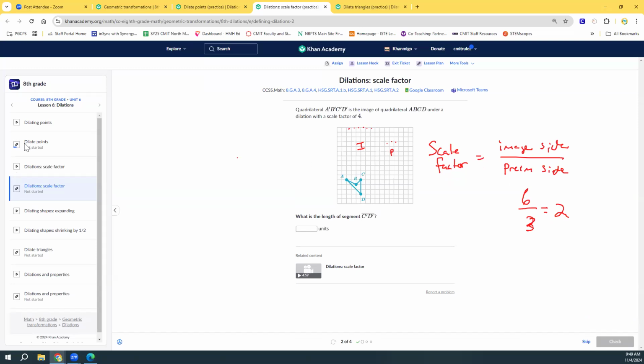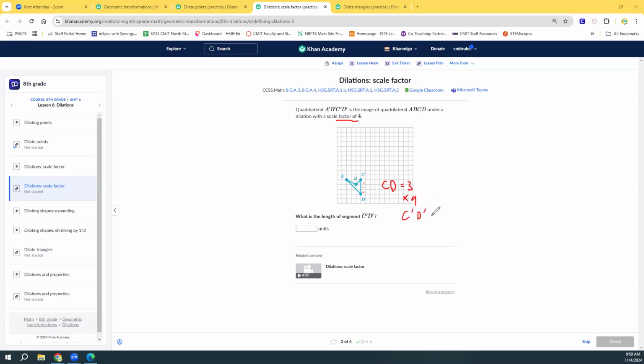Now this one, I don't even see my second triangle, but it says, what is the length of C prime D prime? Well, what is the length of CD? Here's CD right here, and it's 1, 2, 3. So CD is 3. My scale factor is 4. So I'm going to multiply by 4 to get C prime D prime, which would be 12. So again, we're multiplying by the scale factor to get from the pre-image to the image.